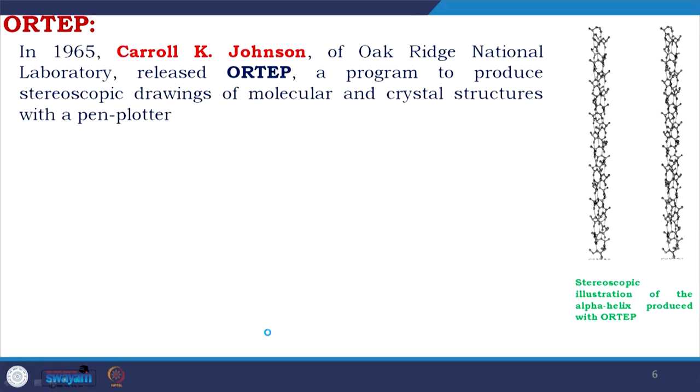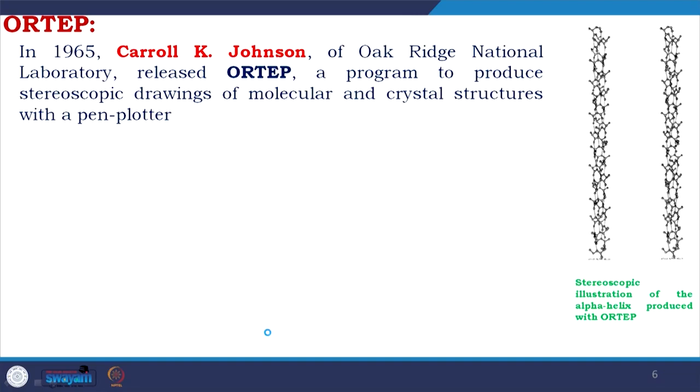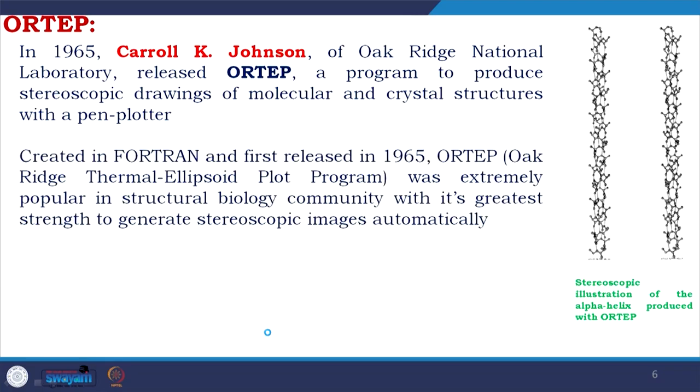ORTEP we have already talked about. In 1965, Carroll K. Johnson of Oak Ridge National Laboratory released ORTEP, which is a program to produce stereoscopic drawings of molecular and crystal structures with a pen plotter. So, they used a pen plotter connected with the computer, and according to the change in the structure, the pen plotted. This is a stereoscopic illustration of the alpha helix produced with ORTEP. It was created in the Fortran language and first released in 1965.